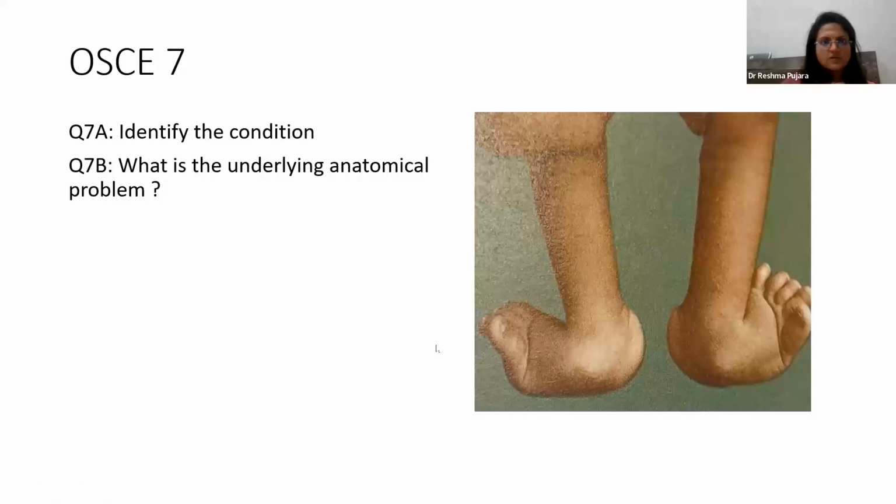Let me tell you, this is rocker bottom feet. This is not congenital talipes equinovarus. Those who are saying congenital talipes equinovarus, please look at the pictures and read about it, because this is not varus, this is almost valgus, like both feet are turned outside. Whereas in CTEV, congenital talipes equinovarus, varus means they are turned inside, not outside. So it is definitely not CTEV. It is rocker bottom feet.